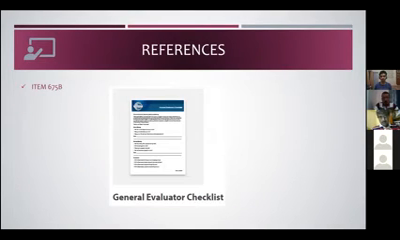Okay, so that is all that I have. These are some references from Toastmasters. This is called item 675B. You can search with this. This is a general evaluator checklist, very detailed. You can go through this. You can take it to your session or create a PDF and work on that.